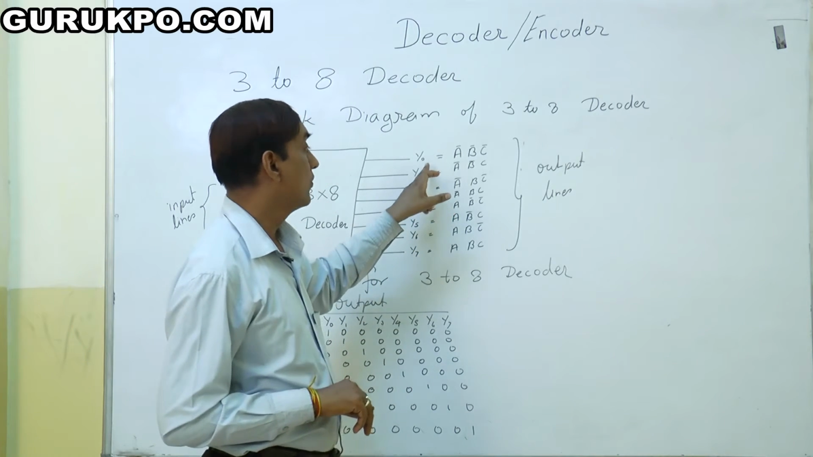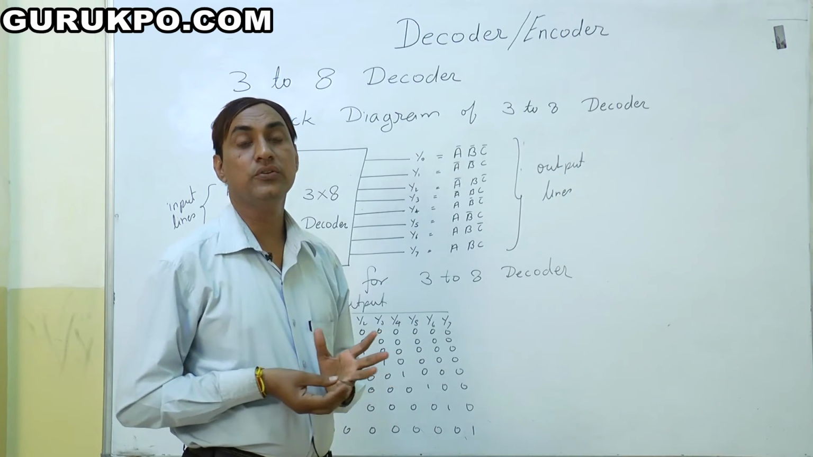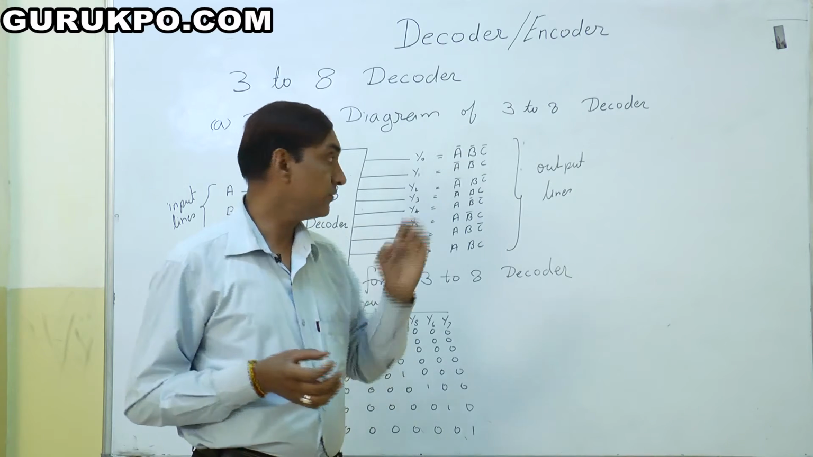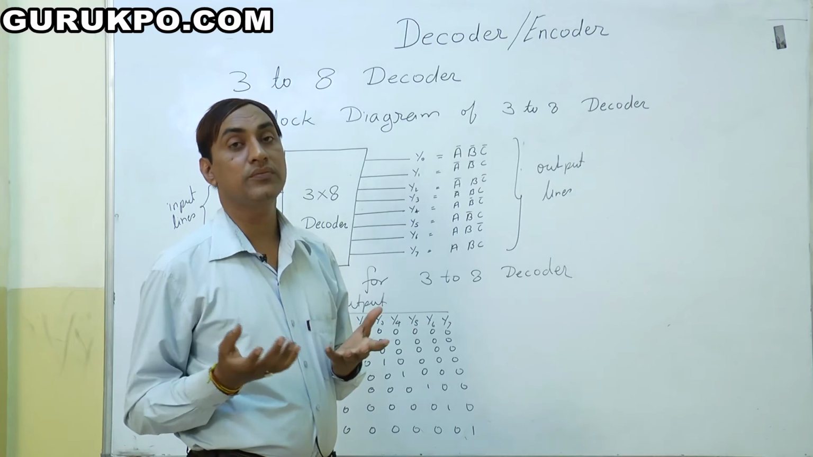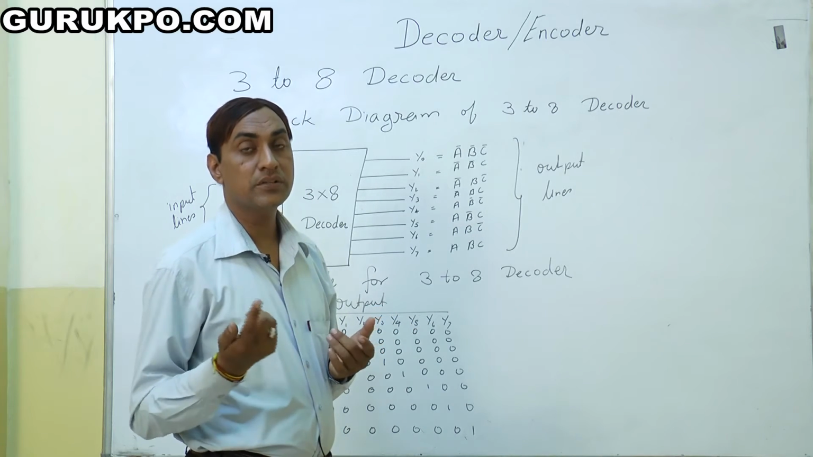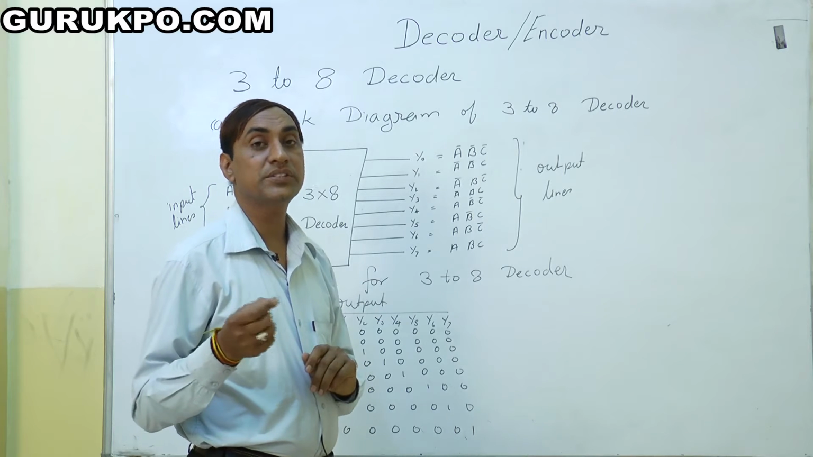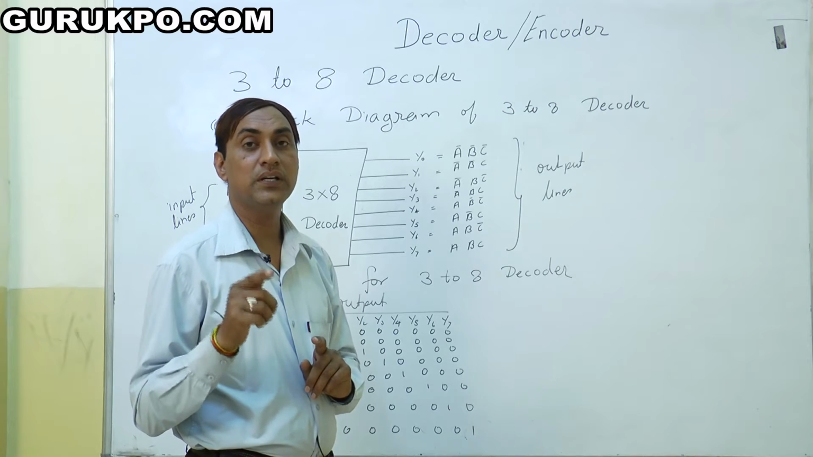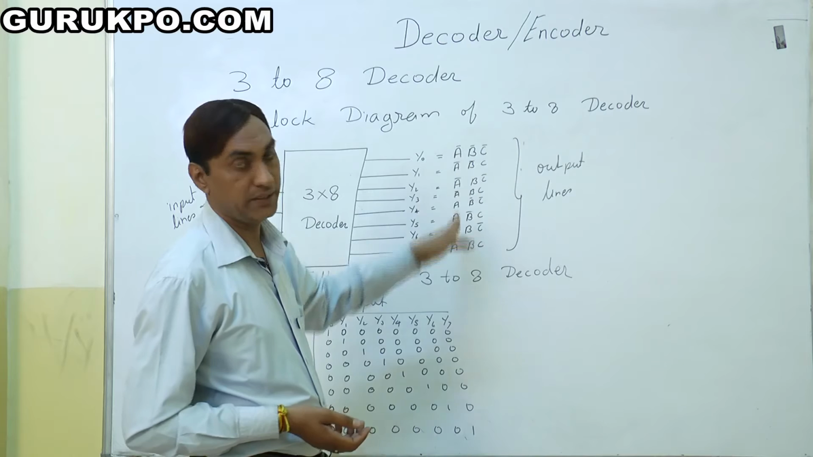Now, what is the value of Y0? It is very clear. For Y0, the input lines have 0, 0, 0. That's why we say this is Y0. And Y1 is the number 001, which means number 1. Then Y2 represents the digital number 2, and the binary number is 0, 1, 0. So these values come as per binary numbers.